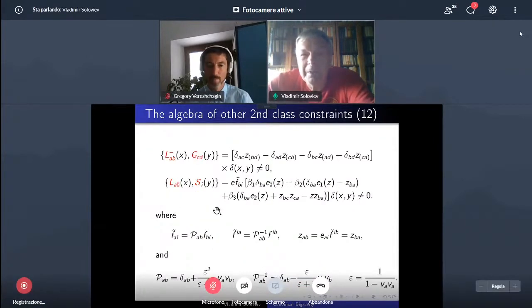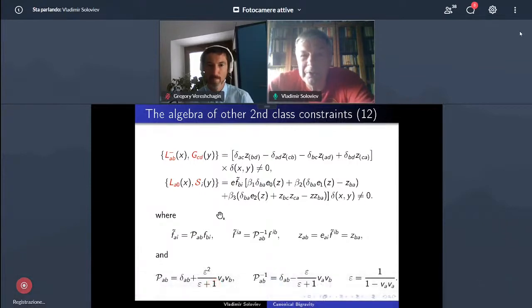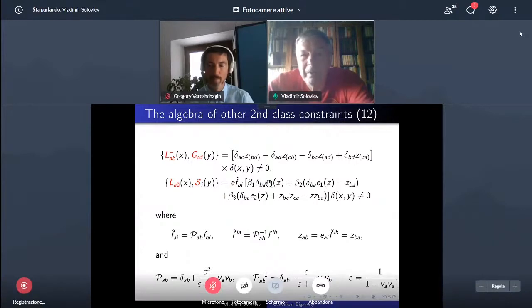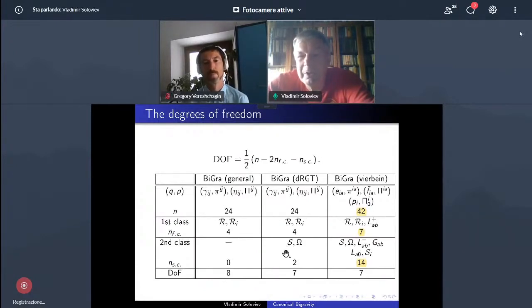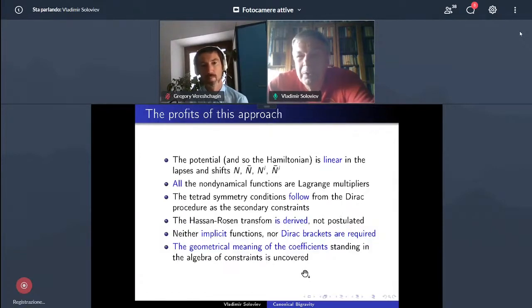Here you see the special second-class constraints which are special for the tetrad approach. There are 12 of them. And this is a table where we see the calculation of degrees of freedom. These degrees of freedom turn out to be 7, as it should be for bigravity: 2 degrees of freedom for the massless tensor field, and 5 for massive gravity. And here I show the achievements of this special approach to the Hamiltonian formalism.